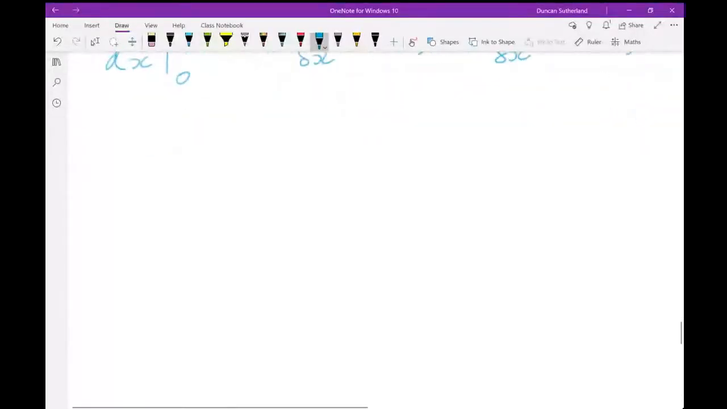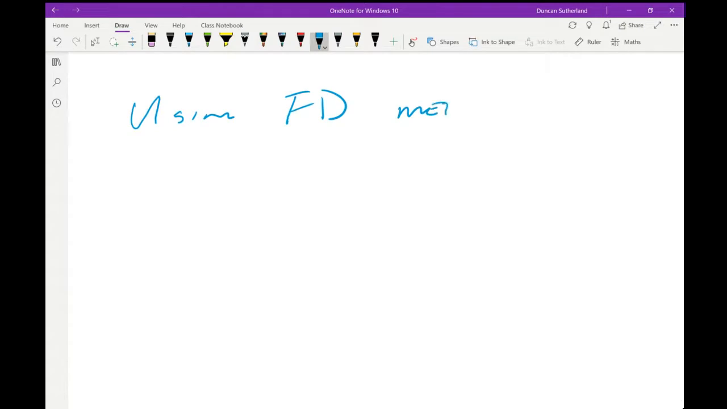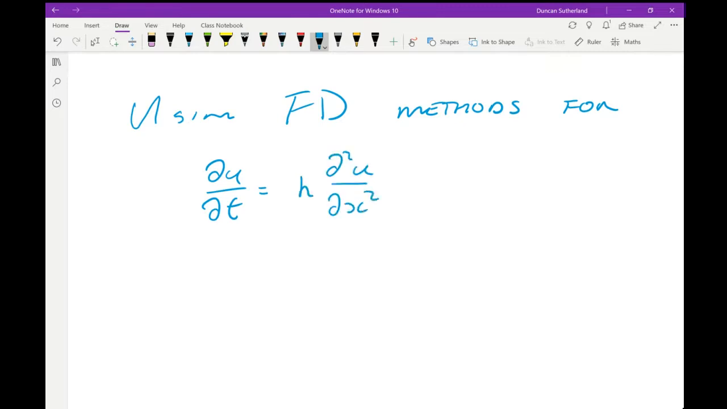So, using FD methods for du dt equals k d squared u dx squared.